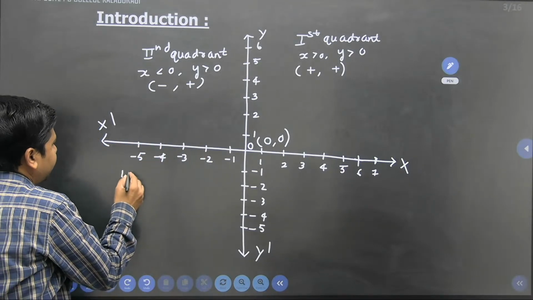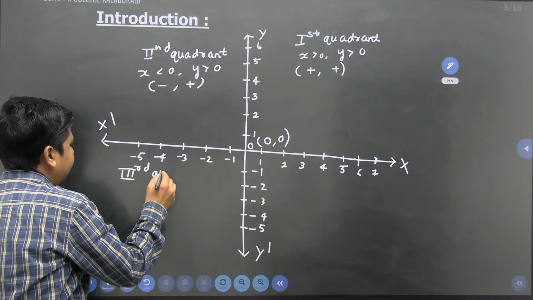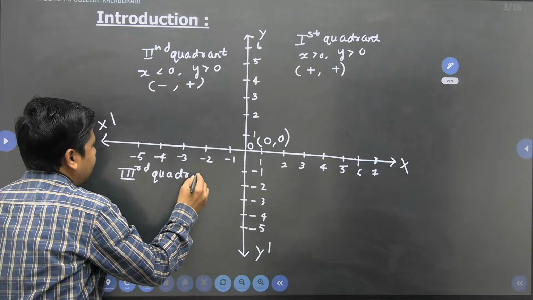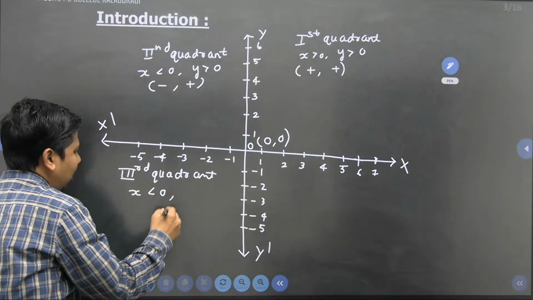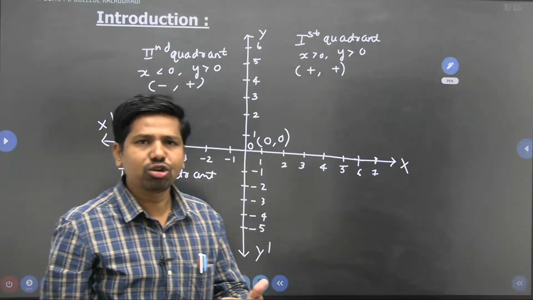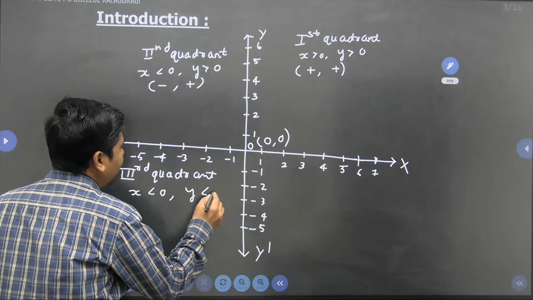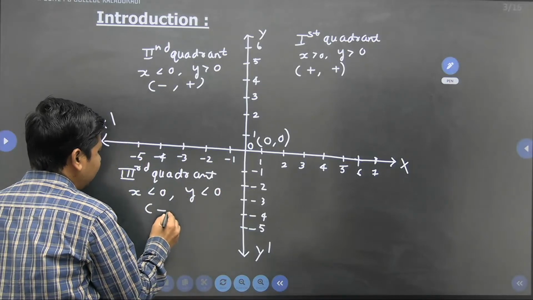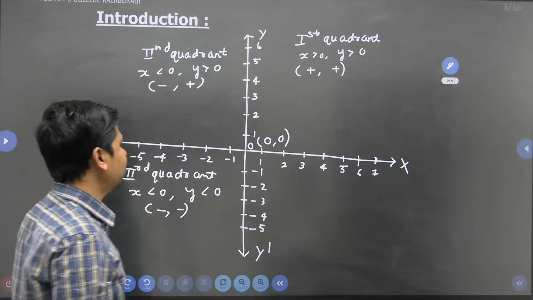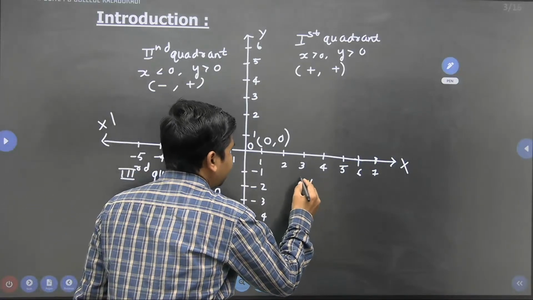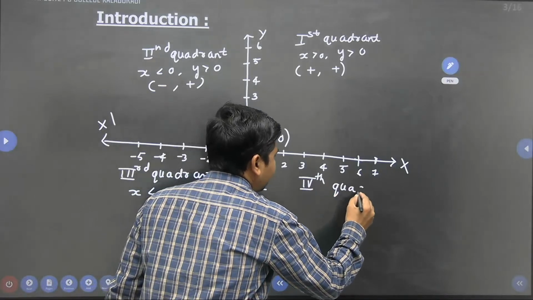Third quadrant: both x is negative, less than 0. Negative means less than 0, positive means greater than 0. x is negative and y is also negative. Both x and y are negative in the third quadrant. This is your fourth quadrant.